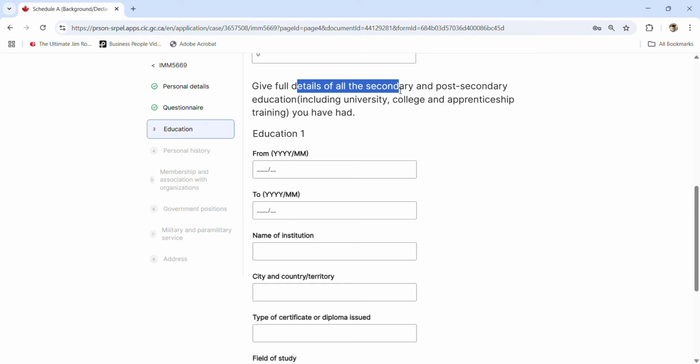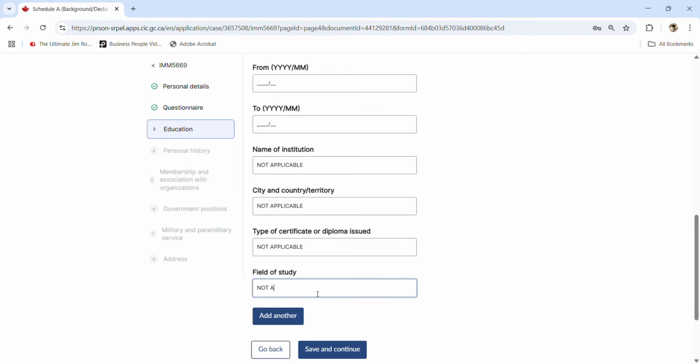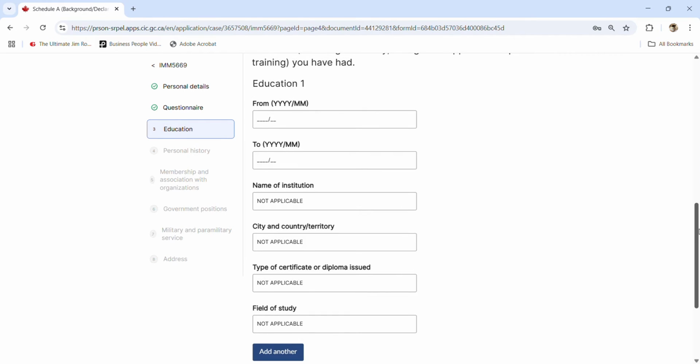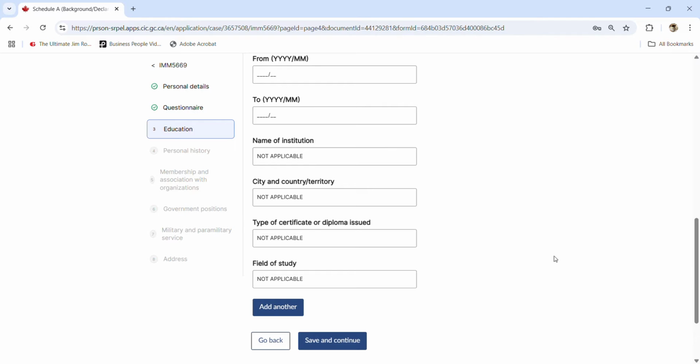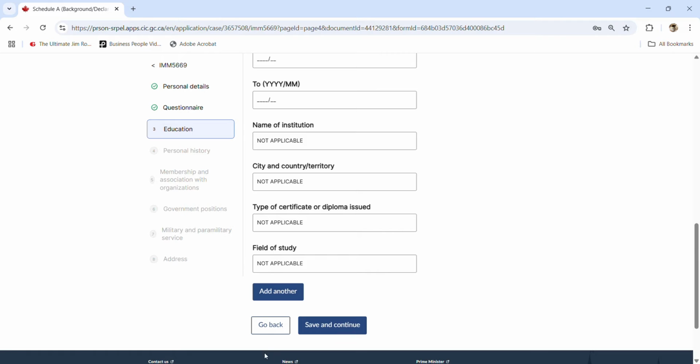All right, give the details of all secondary and post-secondary education in here, and then with the name of institutions. But in John Smith's case, he doesn't have anything, so I put not applicable. Okay, type of certificate. All right, and then in the case of John Smith, he has nothing, but in your case, if you have any other institution, then you add another in here. All right, and then you can continue with the education. Okay, and then let's save and continue.